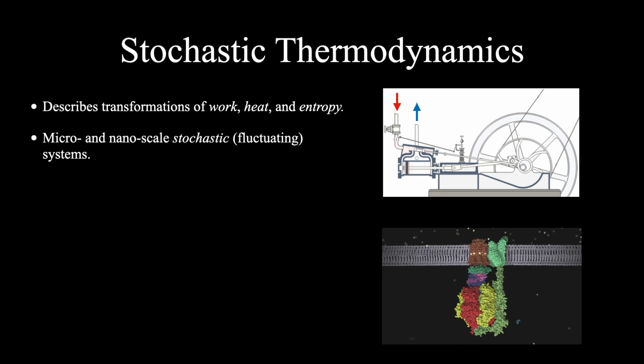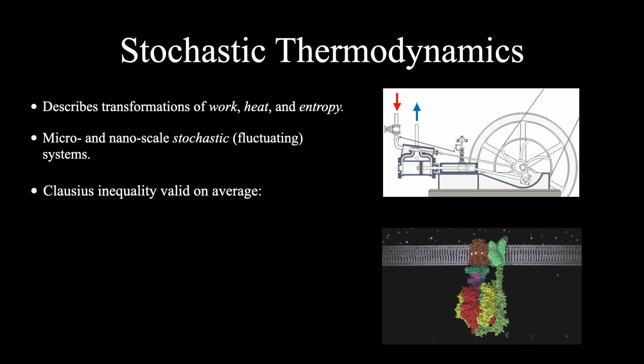So just from looking at this animation, you can see that this type of molecular motor is very different from the classical system. These particles are bouncing and fluctuating around, and any realization of any given protocol is going to be different. So one result of this is that the Clausius inequality is actually only valid on average.